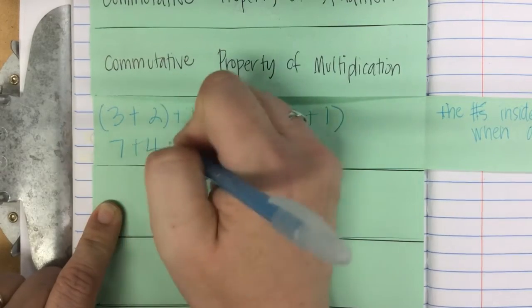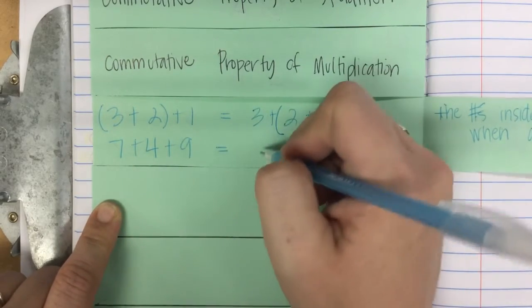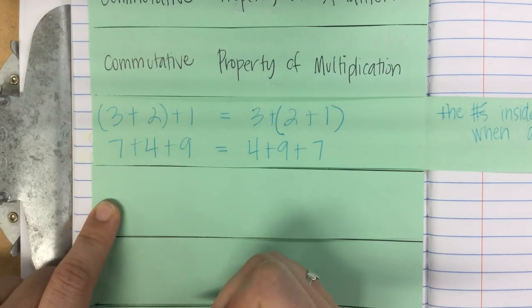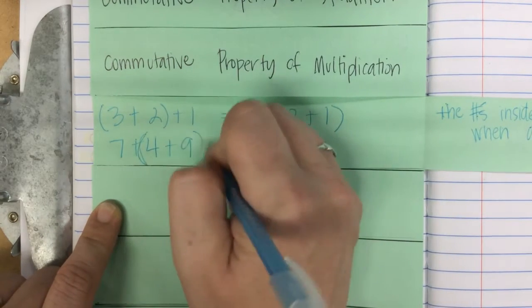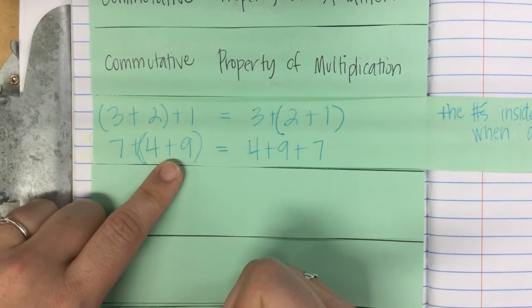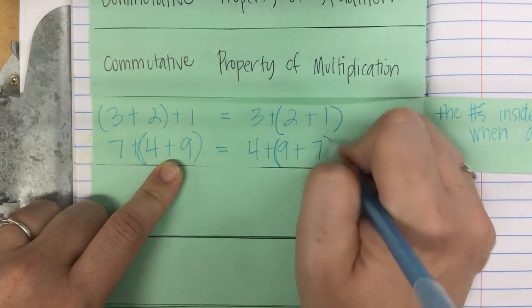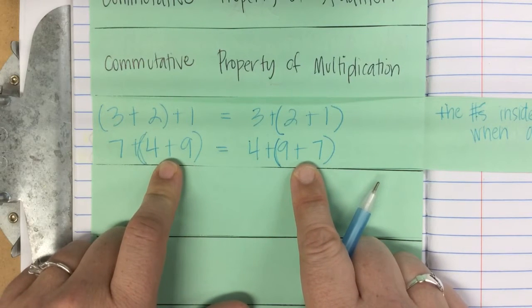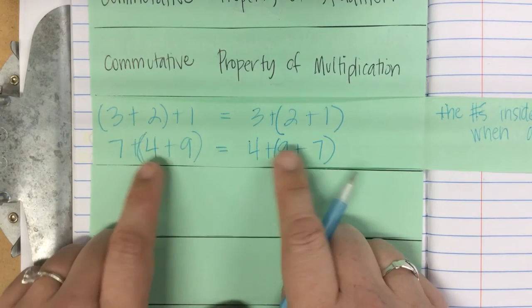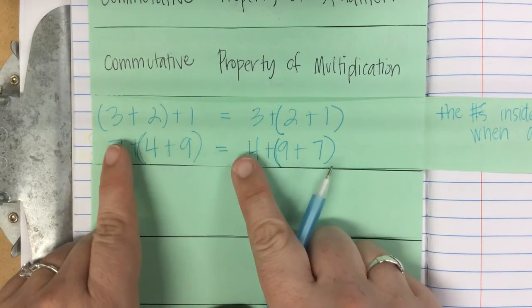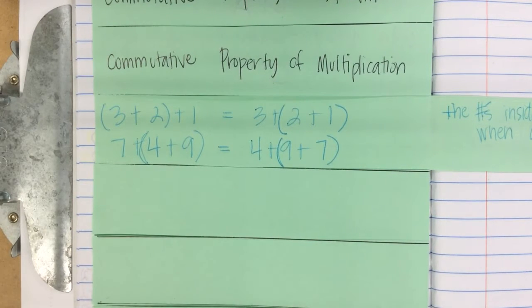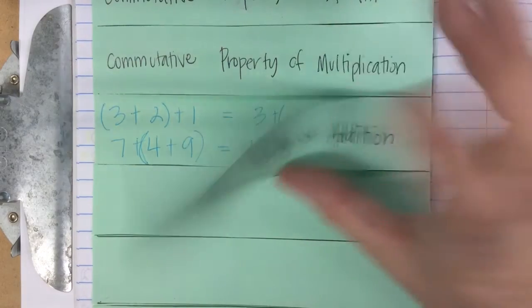7 plus 4 plus 9 equals 4 plus 9 plus 7. If I have 4 and 9 inside my parentheses, and I have 9 and 7 inside my parentheses, did the numbers inside the parentheses change? Yeah. But are they all still the same three numbers? So the answer doesn't change. Close it up.